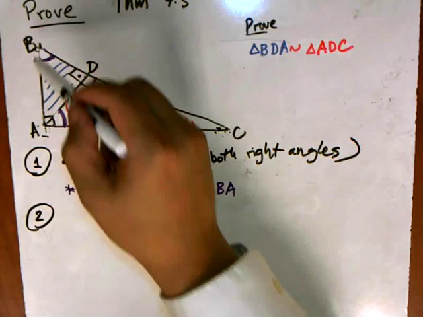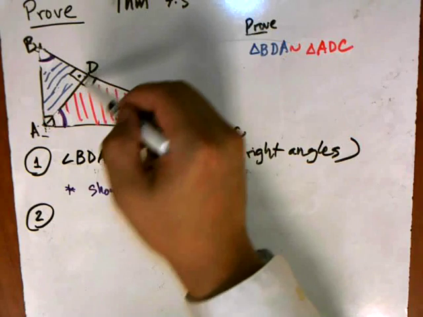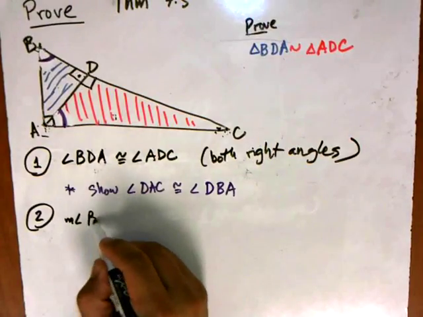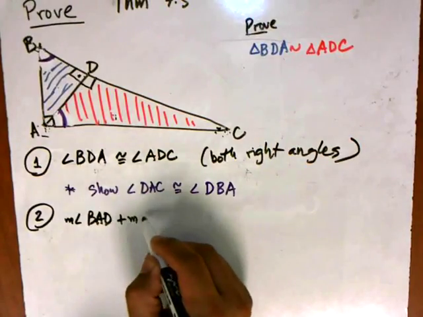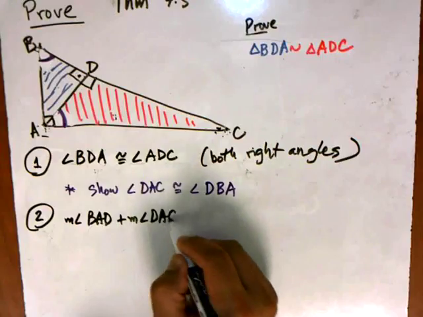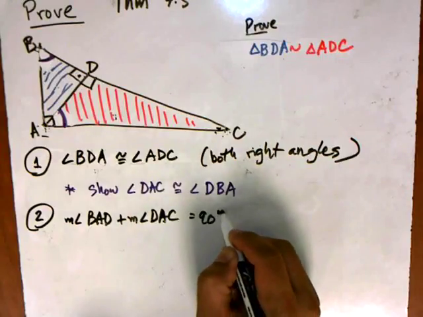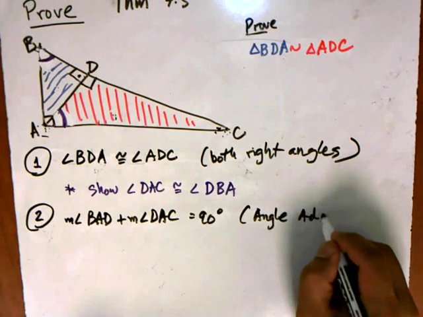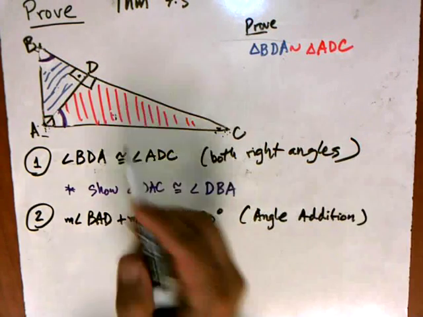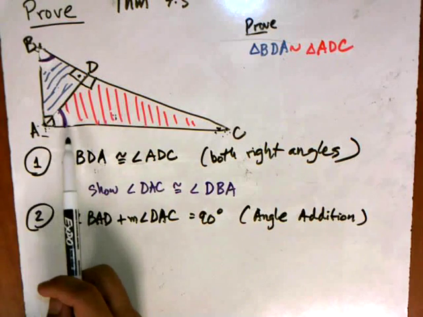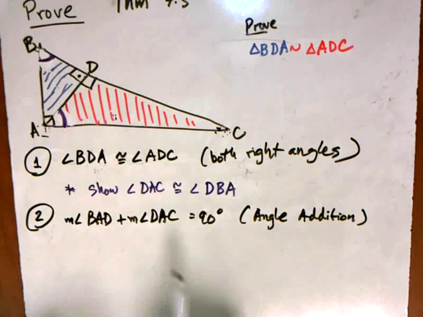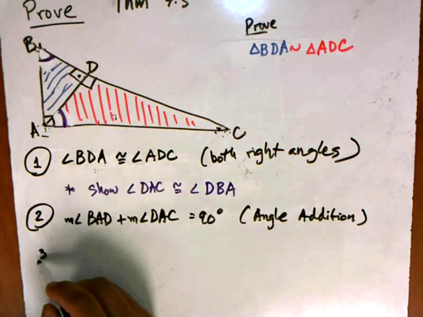So first thing I can show is that BAD and DAC form a right angle. Okay, so they add up to 90 degrees. So the measure of angle BAD plus the measure of angle DAC is 90 degrees. Okay. And this is angle addition, and they're also complementary to each other. You see that the two angles I reference, BAD right here and DAC, form 90 degrees, so they have to add up to 90 degrees.